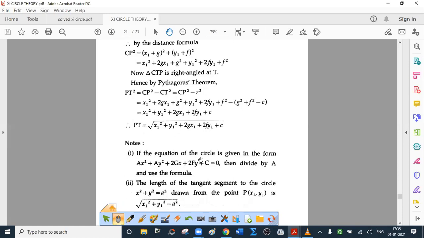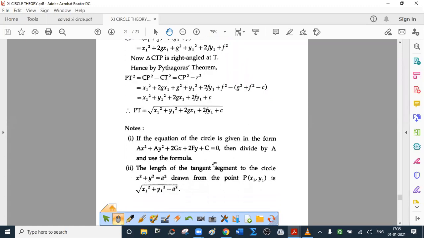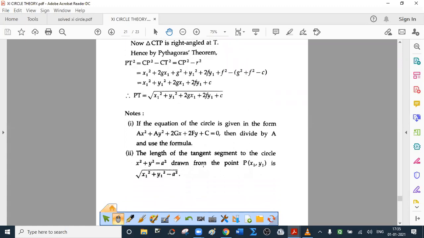Note: if the equation of the circle is given in this form, then obviously we have to divide by a, and then we can use the formula. The length of the tangent segment to the circle x square plus y square equal to a square drawn from the point P(x1, y1) will be what? Root of x1 square plus y1 square minus a square. Okay, so this is about length of the tangent segment.